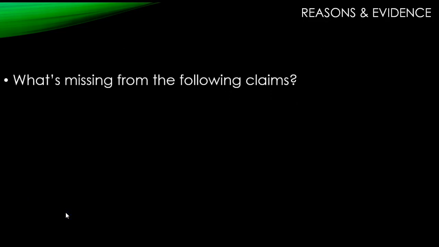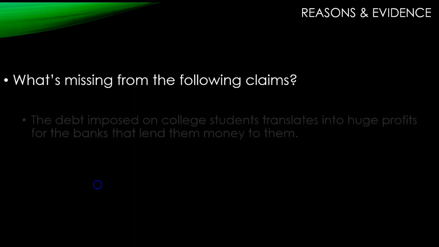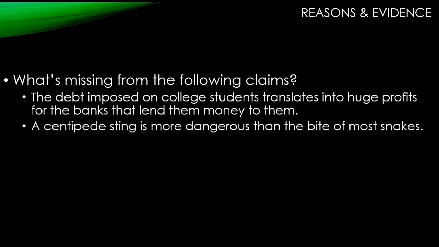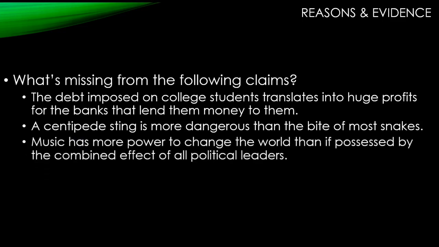So reasons and evidence. Here's an example from the book. What's missing from the following claims? The debt imposed on college students translates into huge profits for the banks that lend money to them. A centipede sting is more dangerous than the bite of most snakes. Music has more power to change the world than that possessed by the combined effect of all political leaders. What's missing?